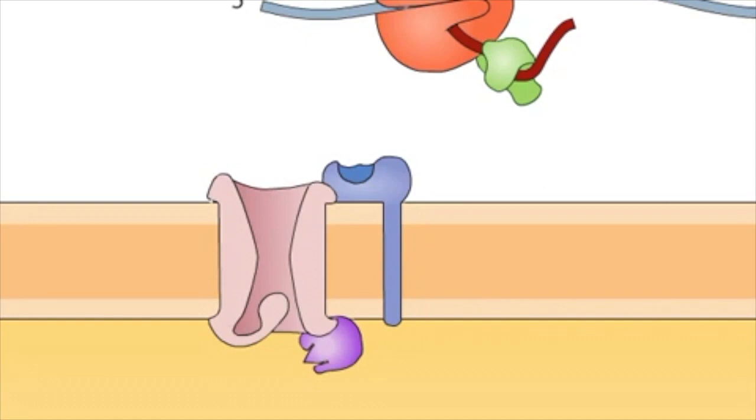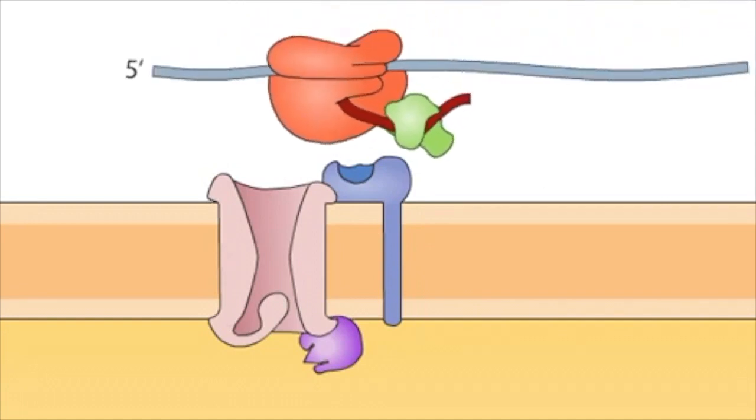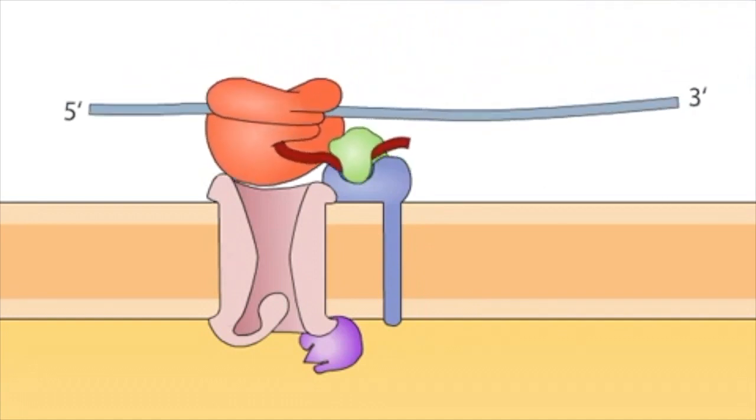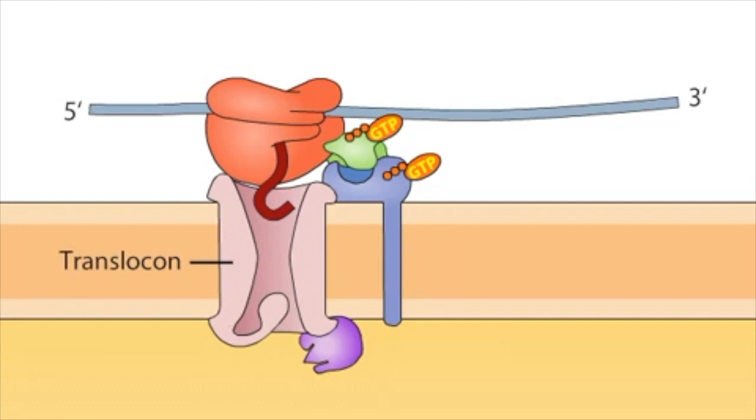The SRP targets the entire complex to the rough endoplasmic reticulum by binding to an SRP receptor on the membrane of the ER. GTP molecules bind to the SRP and the SRP receptor. The GTP binding triggers the transfer of the signal sequence from the SRP to a membrane channel called a translocon.